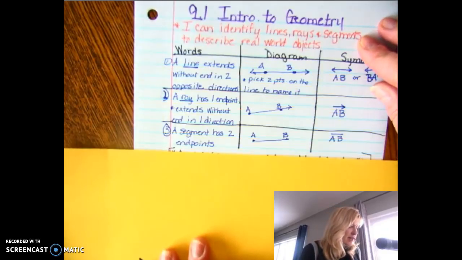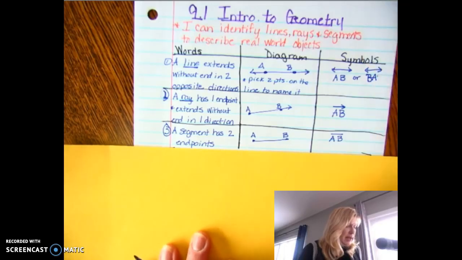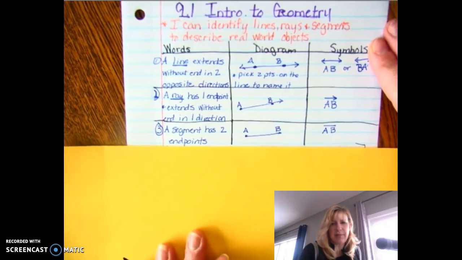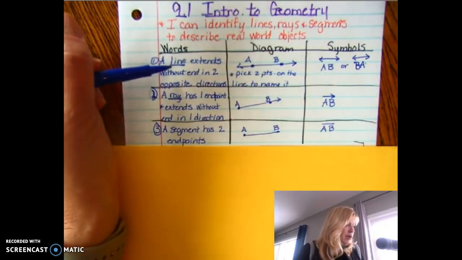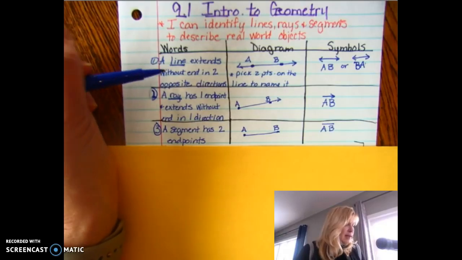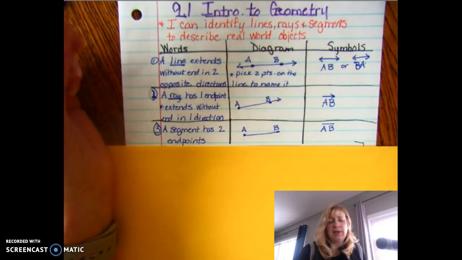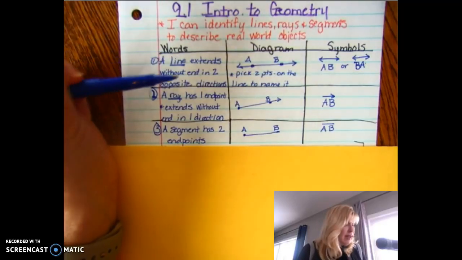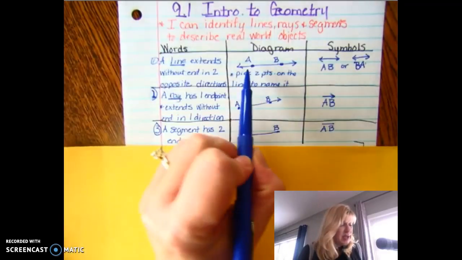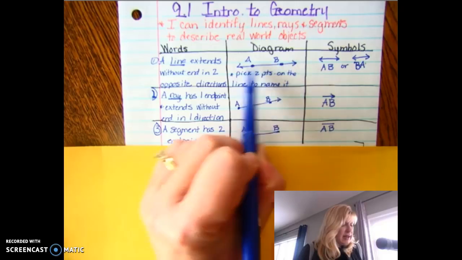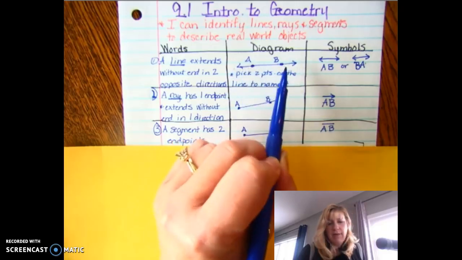This is a great diagram to get in your notes. So you might want to just pause and then listen to my explanation. Okay, so the word line, it basically is a whole series of points that extends in opposite directions without an end. It's infinity in either direction. This is a geometric diagram of a line.